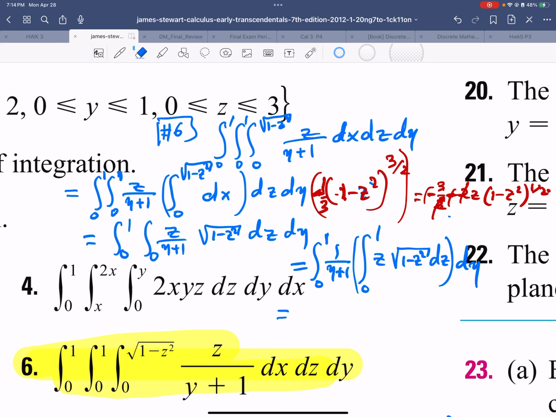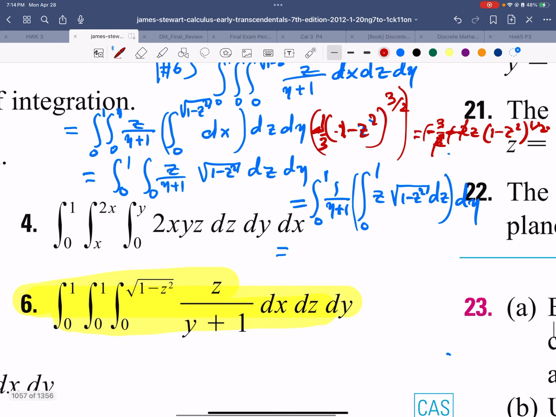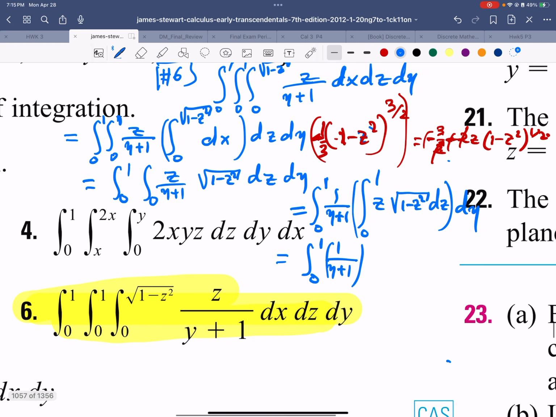Okay, let's move on. So here, if I keep moving, I will get the integration of 1 over y plus 1, okay? And then here I will get, just like I told you, negative 1 over 3 times the quantity 1 minus z squared to the 3 over 2. Okay? And then here I will evaluate from 0 to 1.